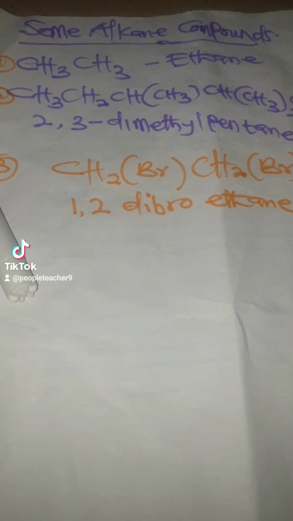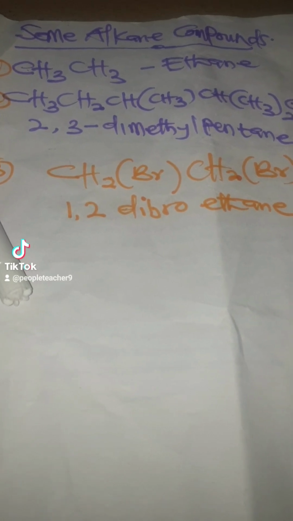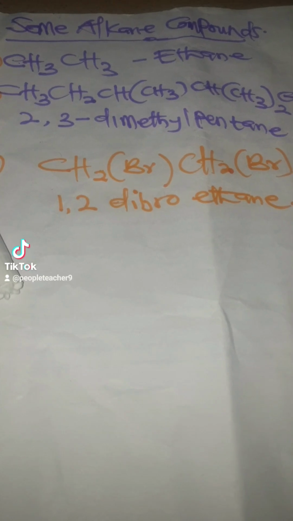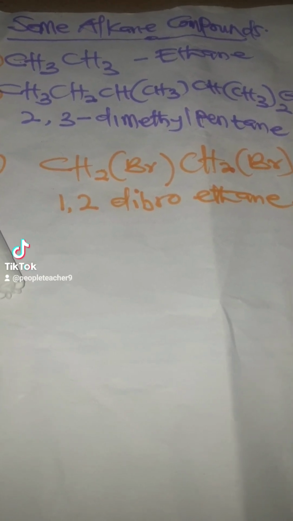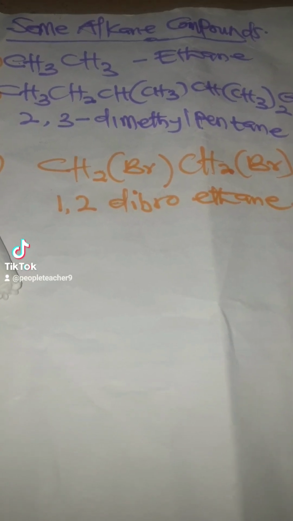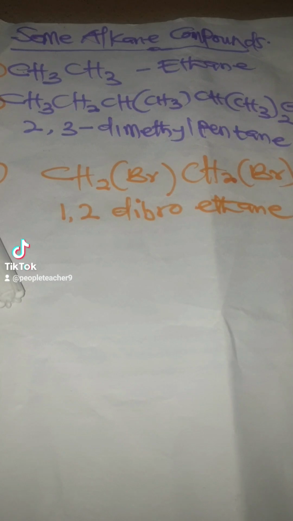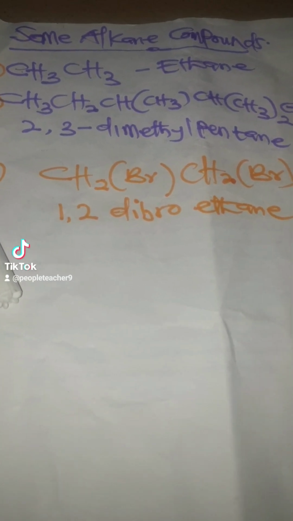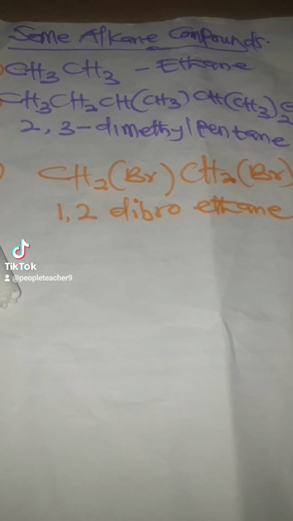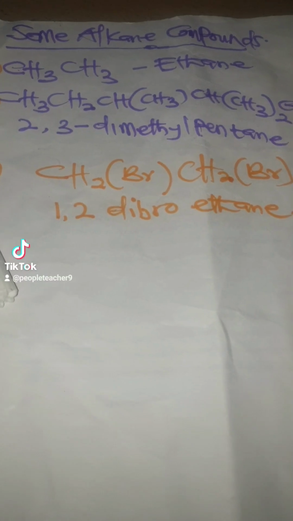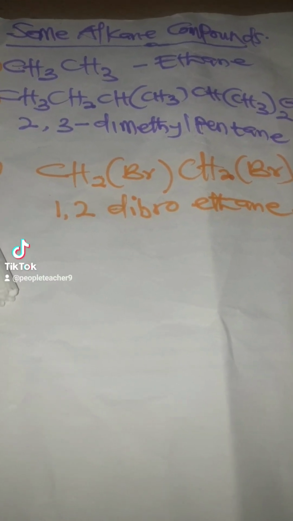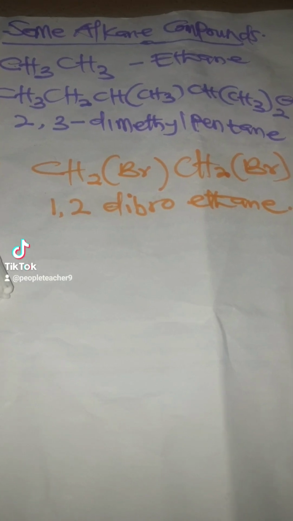Okay, we are looking at some alkane compounds. We all know that alkane compounds are single bonded compounds, and based on the number of carbon atoms in the chain, it determines the name. So when it is a single carbon atom bonding with 4 hydrogen atoms, it is called methane.